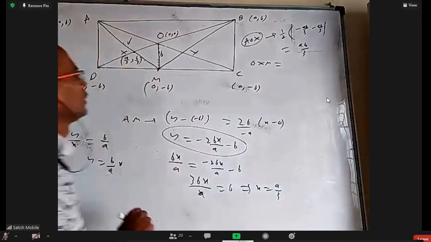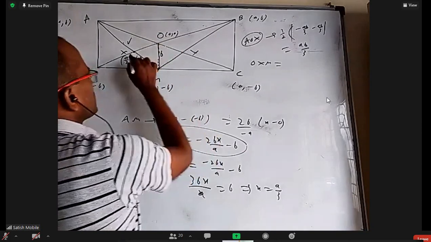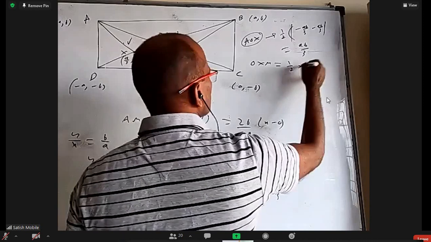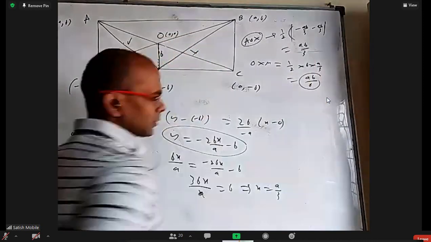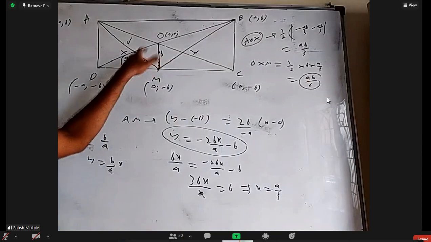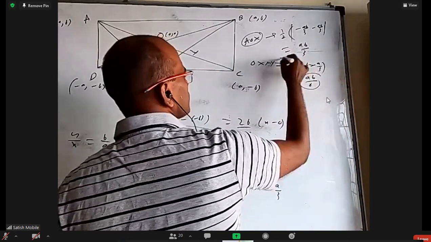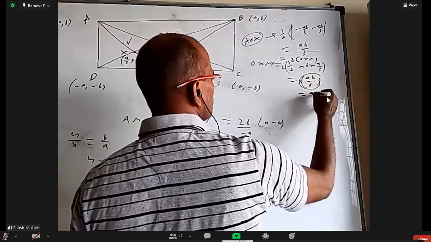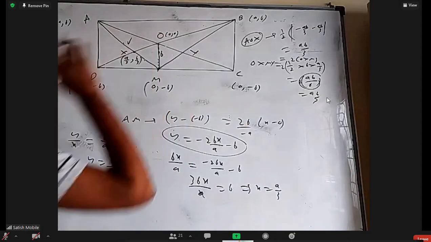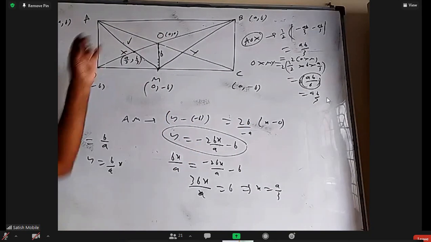What about OXM? I can take height into base also. This height is a by 3, so half into b into the x coordinate a by 3, so AB by 6. So the area of AOX is double the area of the OXM triangle, which is 2 times, so that is AB by 3. So this and this areas are equal. This is by coordinate geometry. Somebody can take the origin here. It may be easier.